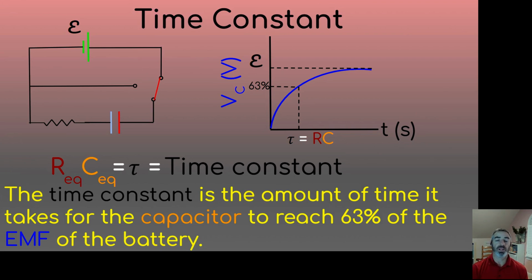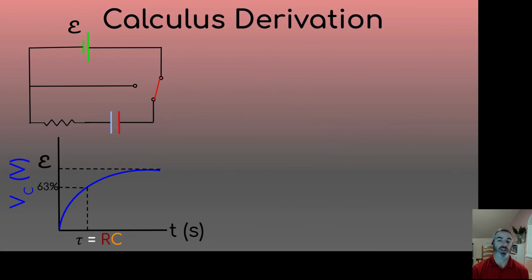But what I'm going to do is take you through a calculus derivation of how we end up with 63%. So first, we're going to start with our algebra, and we're going to write a loop rule equation for when the switch is closed. So we have the EMF of the battery, and following the loop, we have the potential across the capacitor minus the potential drop across the resistor, and that's going to equal 0.